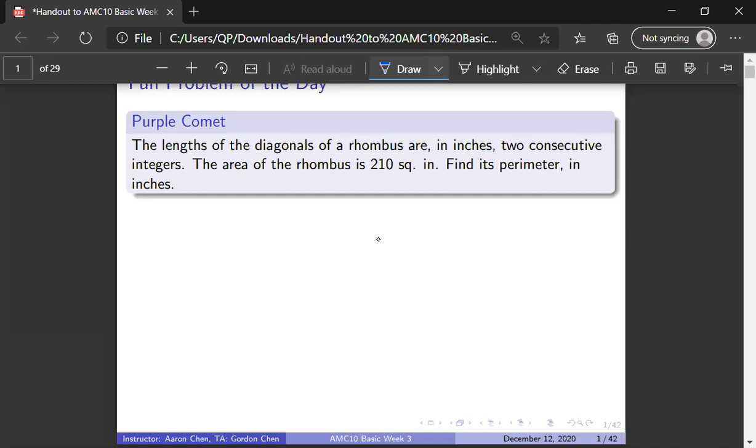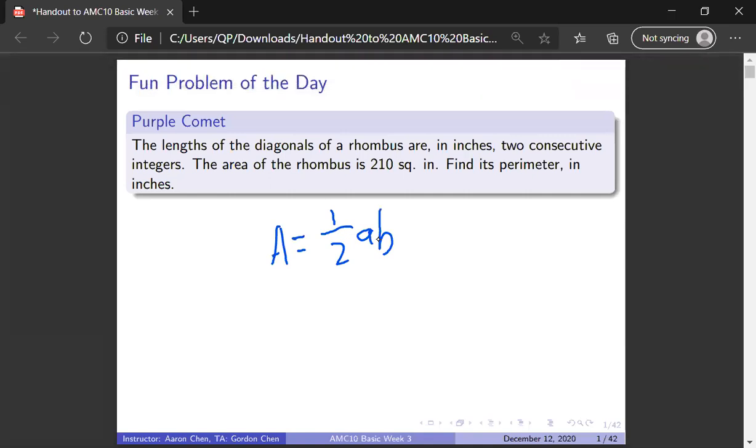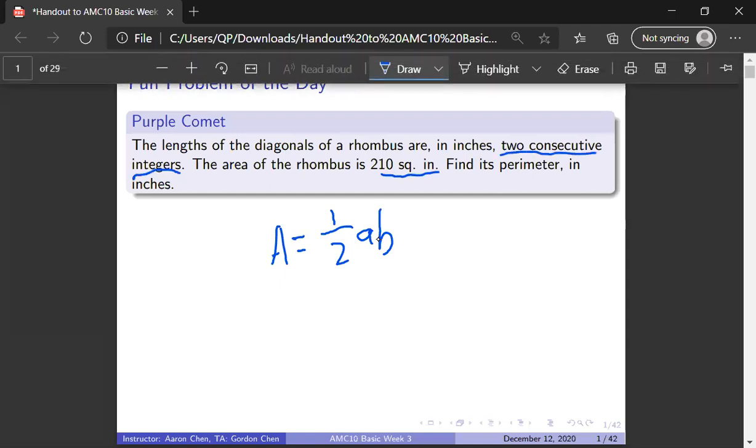All right, I'm going to go over this now. The area of a rhombus is one half the product of its diagonals. So if the diagonals are lengths A and B, then the area is one half AB. This is because the diagonals of a rhombus are perpendicular to each other. Now you know that the area of the rhombus is 210 square inches, and that the diagonals are two consecutive integers.